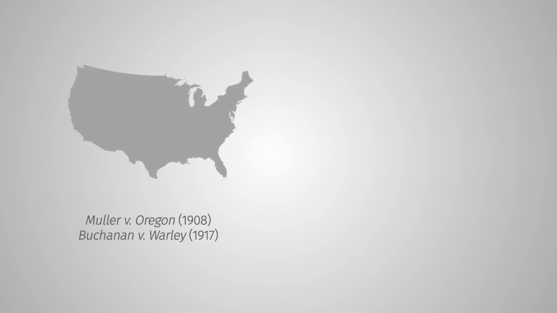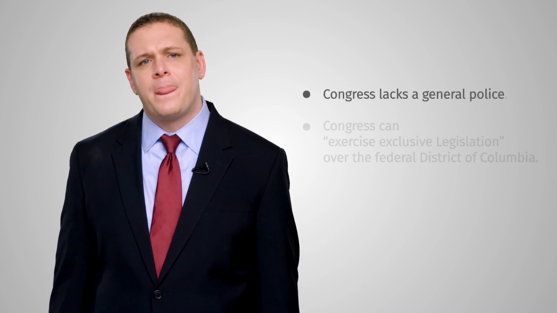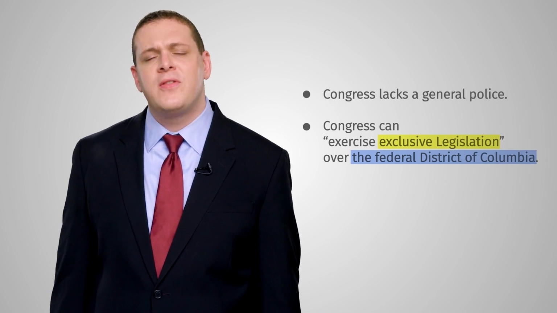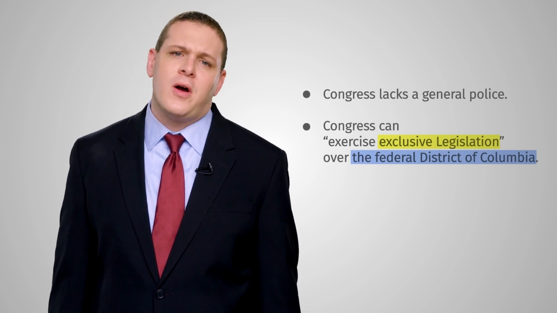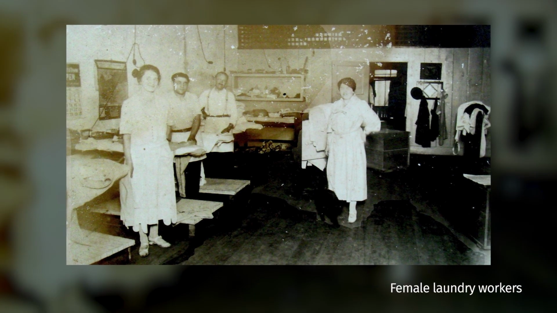Muller and Buchanan involved challenges to the state police power. The next case, Adkins versus Children's Hospital of the District of Columbia, 1923, involved a challenge to a federal law. Congress lacks a general police power. However, it can exercise exclusive legislation over the Federal District of Columbia. Pursuant to this power, Congress authorized a minimum wage for female and children workers in the District of Columbia.